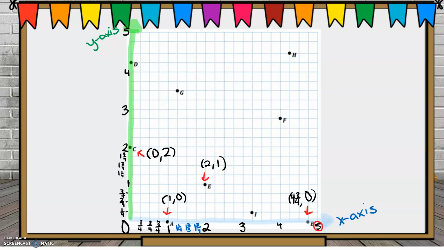Take a few minutes to figure out the coordinates for all the other points. Don't forget to go back and solve for D. And then you're going to find F, G, H, and oh, there's I also. So make sure that you are solving for D, F, G, H, and I.